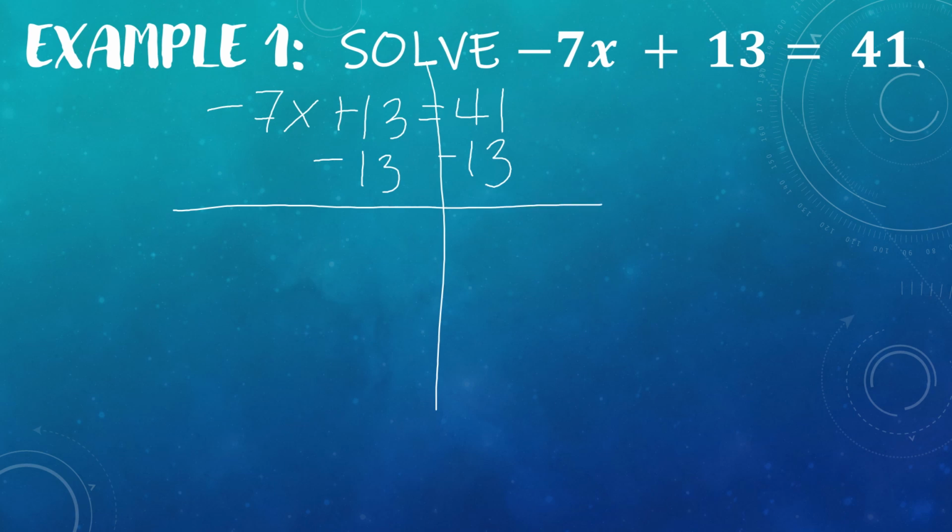So on the left side you have -7x. Positive 13 minus 13 is 0. I don't need to write plus 0. And on the right side, 41 minus 13 is 28.